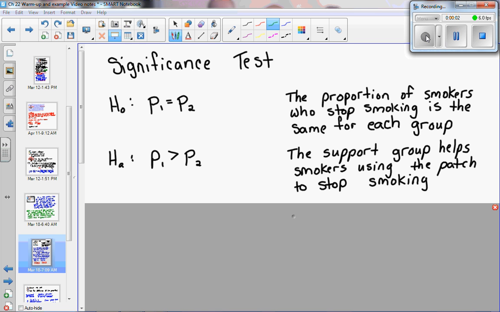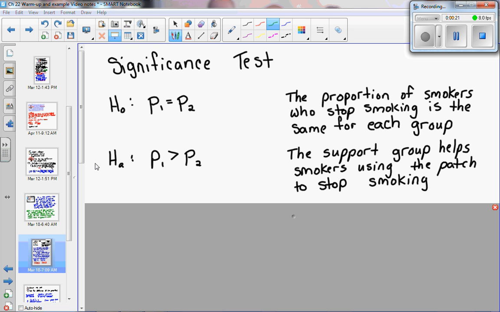Now we're going to take a look at a significance test, or a hypothesis test. In most cases when we are comparing two proportions, our null hypothesis will be to say that there is no difference between the two proportions. Remember, what we're trying to show is true, we generally put in our alternative hypothesis.